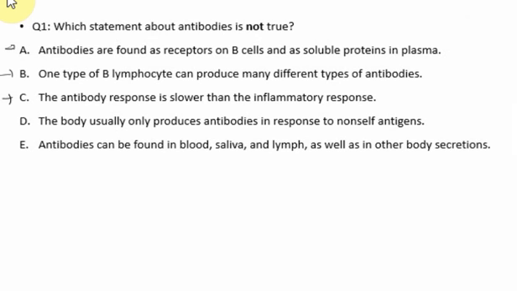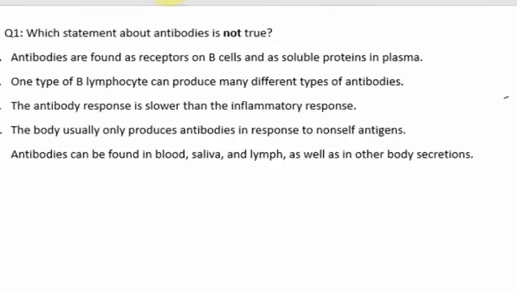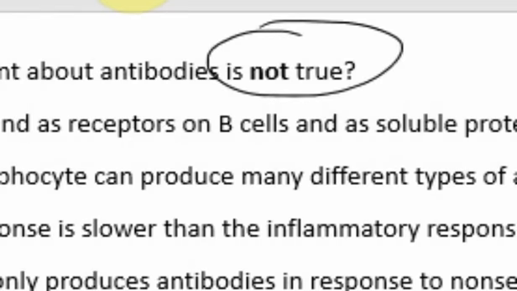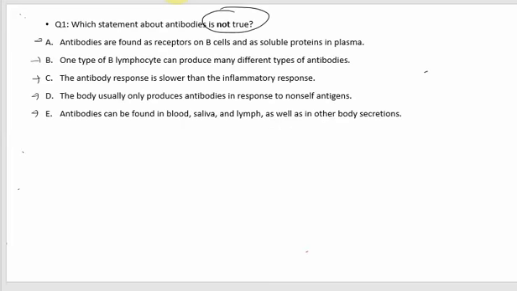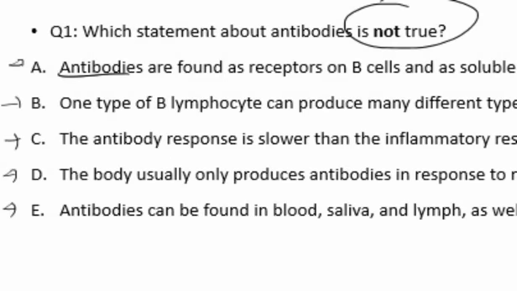Then, antibody response is slower than the inflammatory response. The body usually only produces antibodies in response to the non-self antigens. And last is, the antibodies can be found in the blood, saliva and lymph as well as in other body secretion. Now in this question we have to select which statement is not true. So as we can see, the keyword here is the antibody.